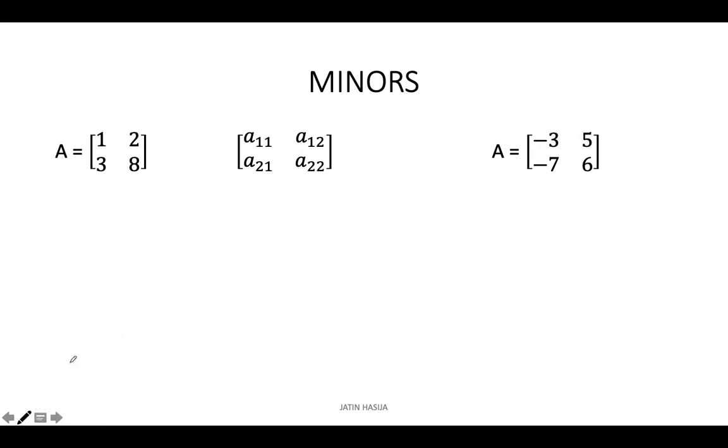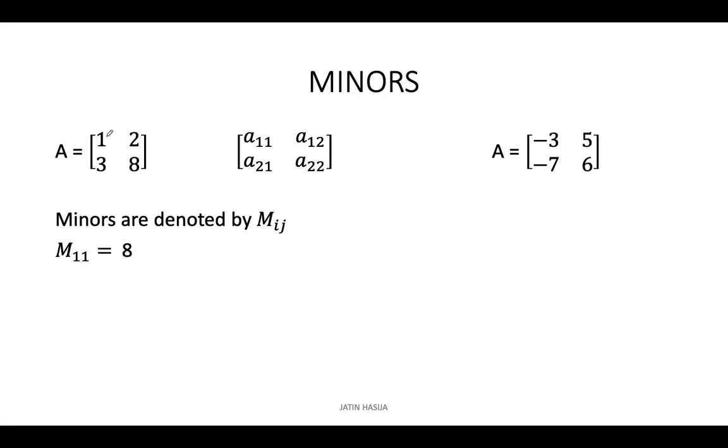Let me have a pen here. Now, the minors. They are always represented by Mij, where I will represent the number of row and J will represent the number of column. Means if we talk of this, the value of I is 2 and the value of J is 1. The first step is to find M11.